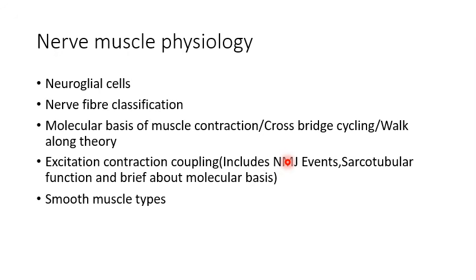And other than these topics, you should have knowledge about isotonic and isometric contraction. And what is red muscle fiber and white muscle fiber? Red muscle fiber contains high myoglobin content. White muscle fiber contains low myoglobin content. And you should know the differences between the red muscle fiber and white muscle fiber.